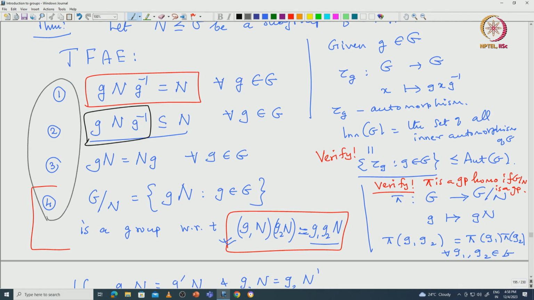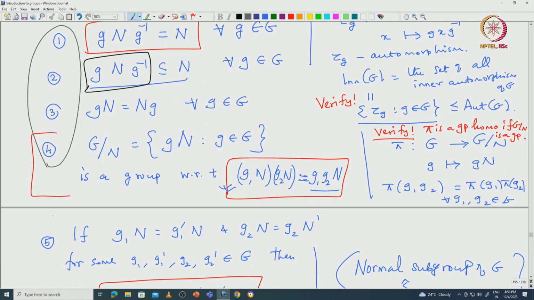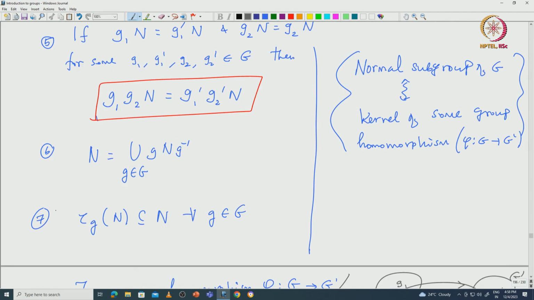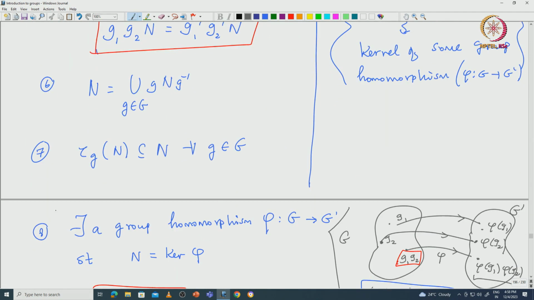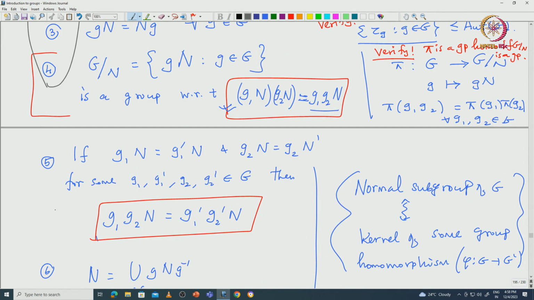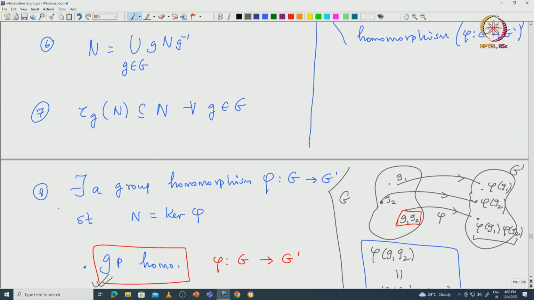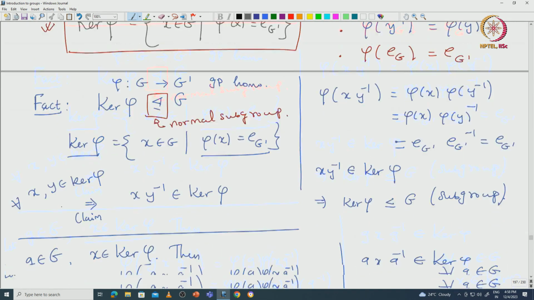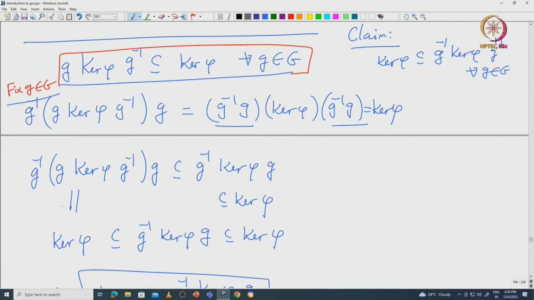Once I am done with that, you can see that 5 is somewhat hidden in proving that 4 is indeed true, equivalent to the definition of normal subgroup, and then 6 and 7 are indeed definitions. 8 comes for free once you prove that G modulo N is a group for a normal subgroup N, because the converse of 8 we already verified: the kernel of any group homomorphism must be normal. Okay, so let me spend one or two minutes explaining the characterization.